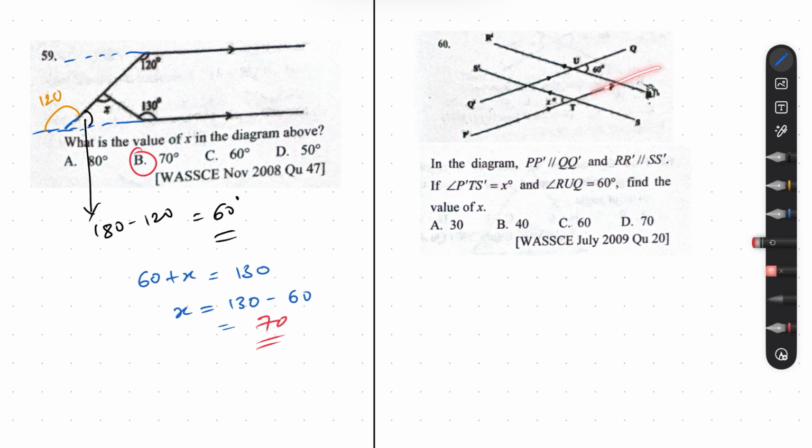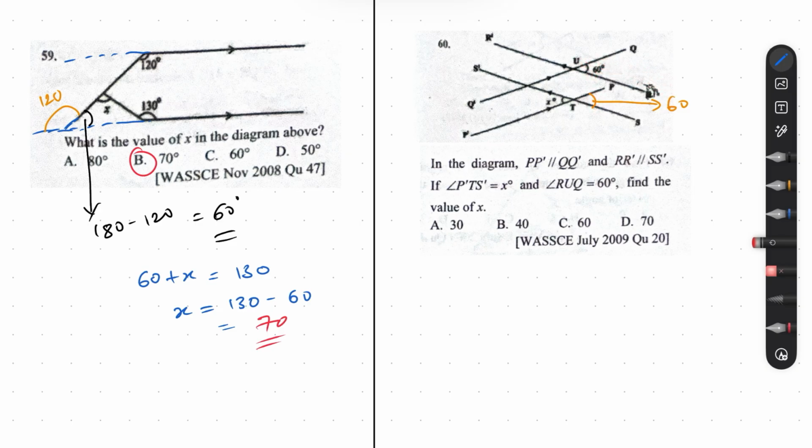Corresponding angles. So this 60 is corresponding to this angle right here. This angle right here is corresponding to this angle. So let's put it right there, 60, because of corresponding angles. This angle and this angle are corresponding.